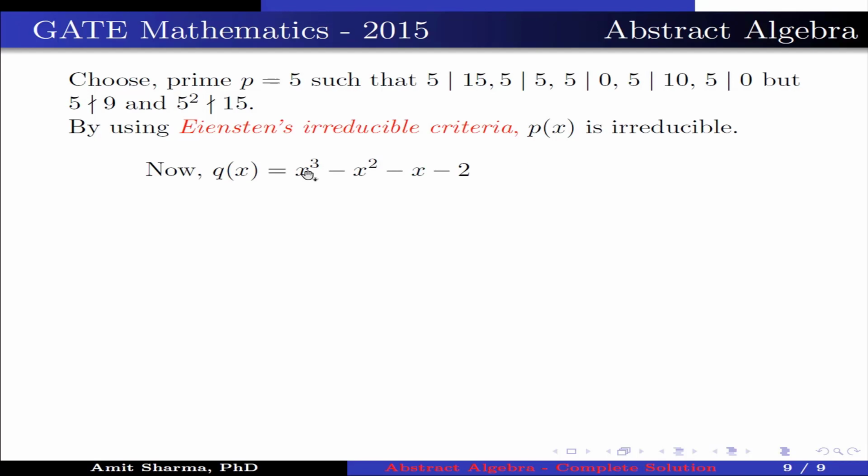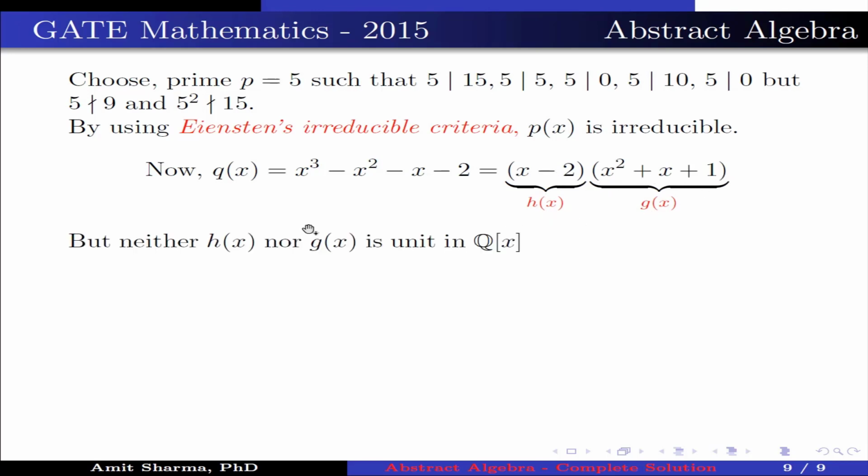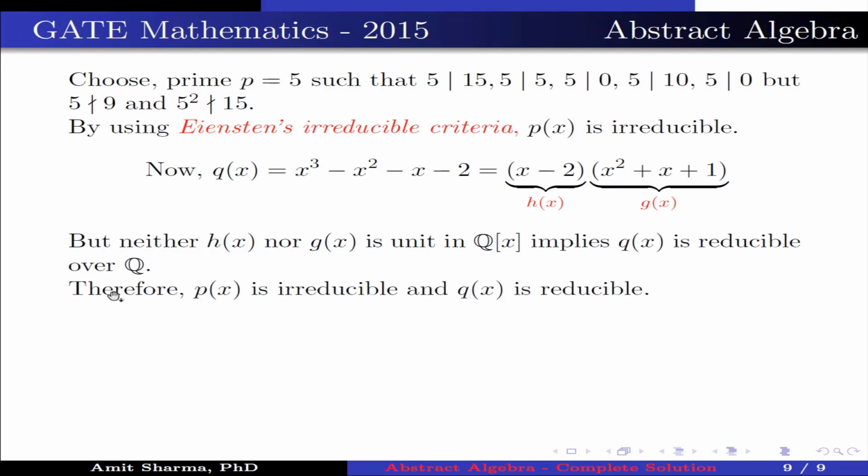Now Q(x) is equal to x cube minus x square minus x minus 2, which can be further written as x minus 2, it is h(x), and x square plus x plus 1, it is g(x). But neither h(x) nor g(x) is a unit in Q[x]. This implies Q(x) is reducible over Q. Therefore, P(x) is irreducible and Q(x) is reducible. Hence, option C is true.